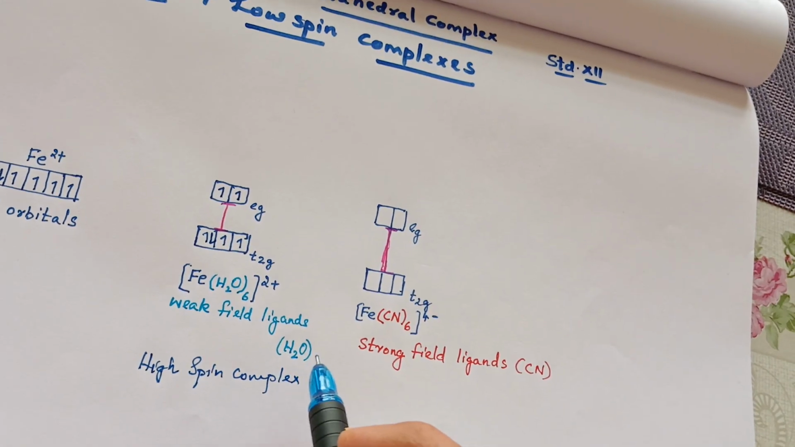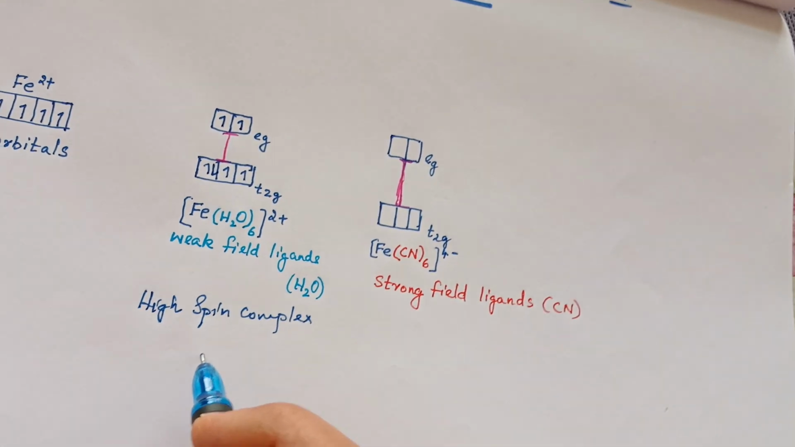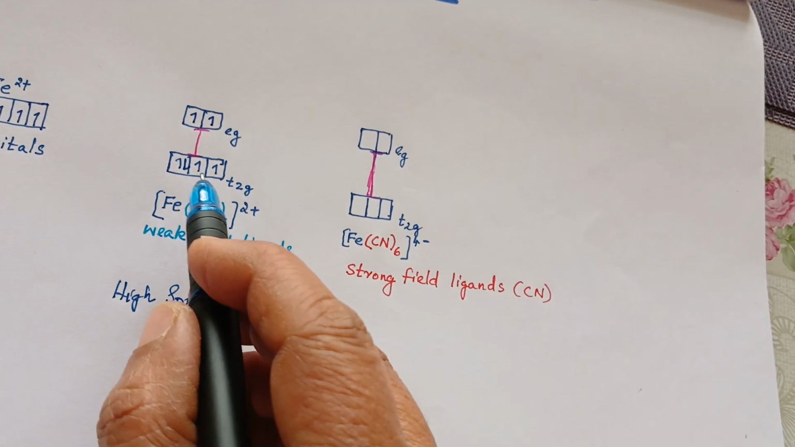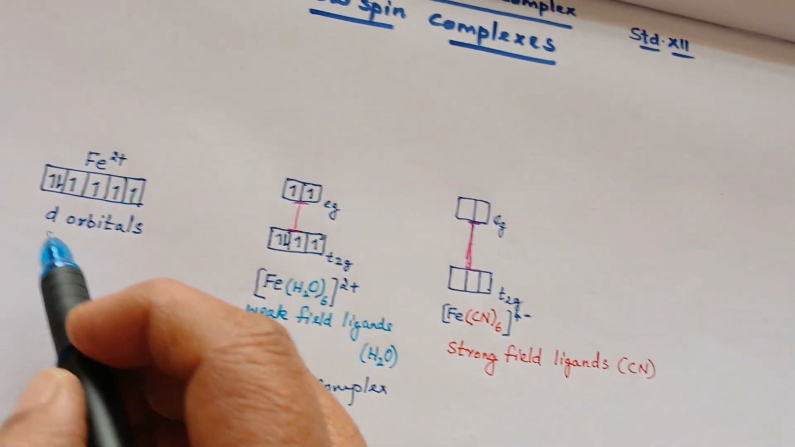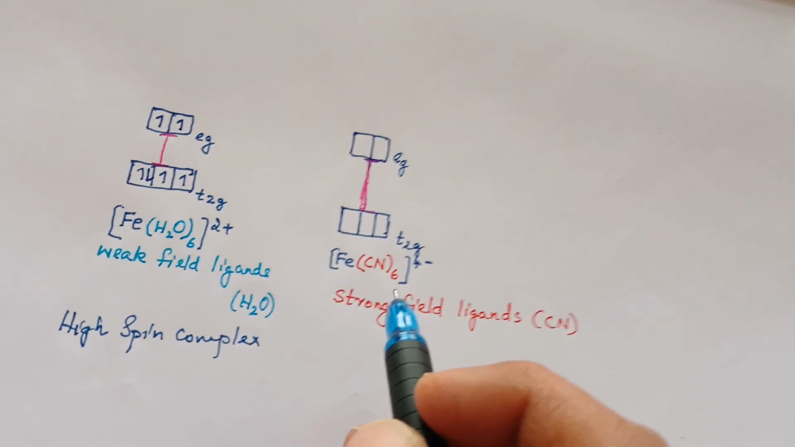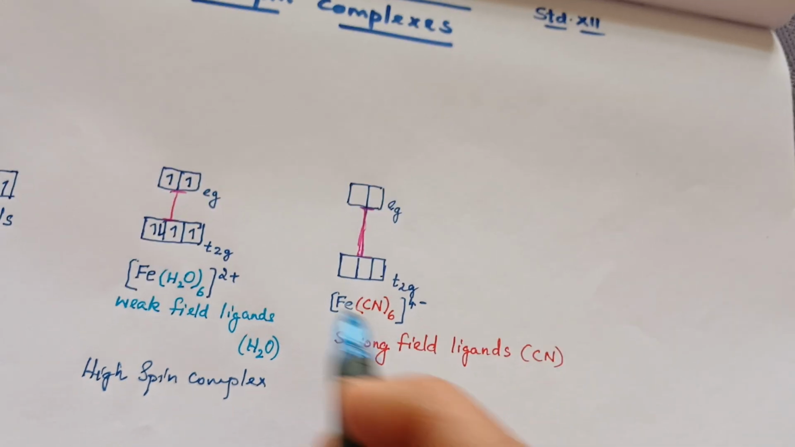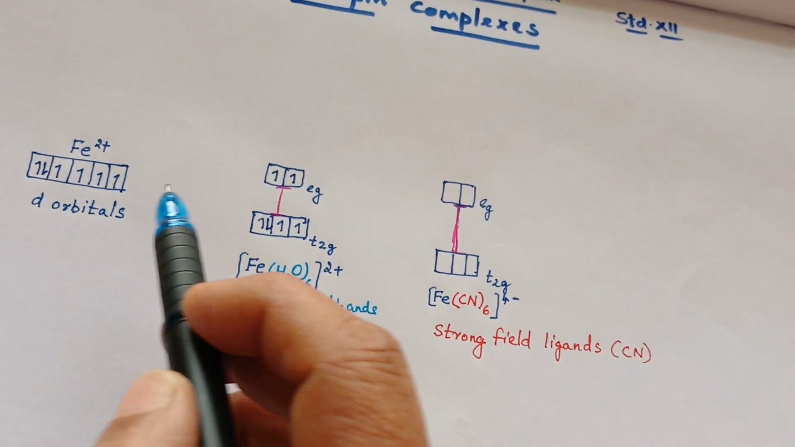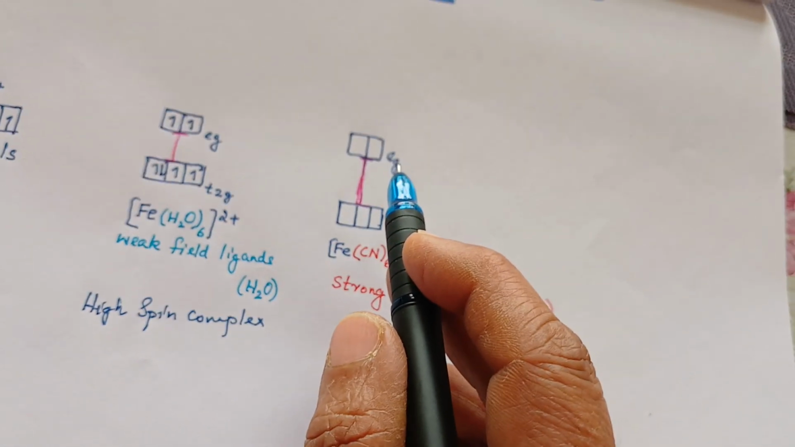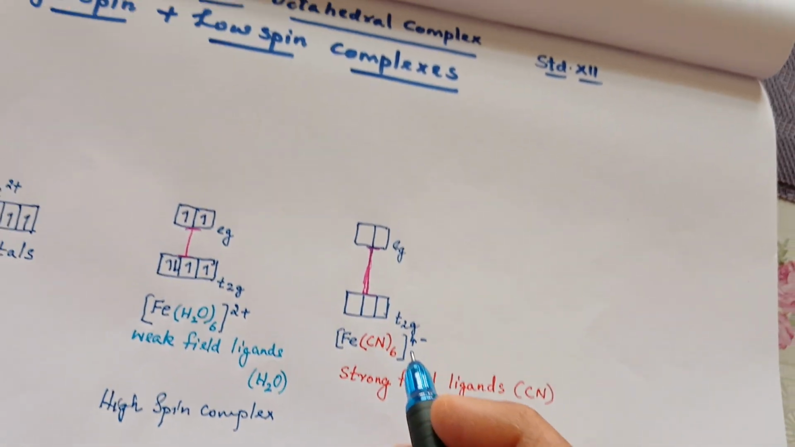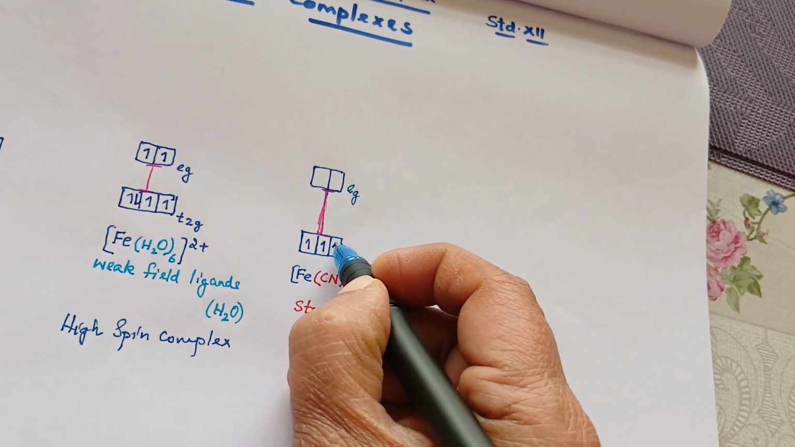So when the weak field ligand approaches Fe2+, the complex which will result will be a high spin complex due to the presence of these 4 unpaired electrons. Now what will happen when this Fe2+ is approached by cyanide ions? They are strong field ligands. Again, those 5 d orbitals will split into 2 sets, T2G having lower energy and EG having higher energy. Now let us put the electrons 1, 2, 3.